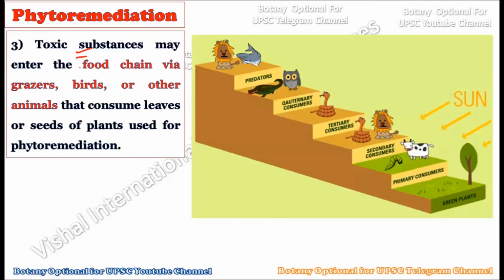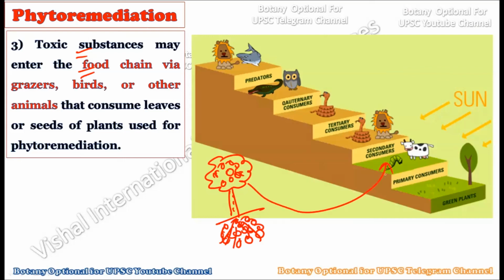Now the third one is that toxic substances may enter the food chain. Now see, for example, you have planted a tree. Okay, for what purpose? For phytoremediation, and all of a sudden the heavy metals or the problematic contaminants are present within the body of the plant now. But what happens is, as you know, these plants are consumed by the herbivores. Then these pollutants may enter into the herbivore body, and herbivores are in turn eaten by the carnivores. Okay, then it will transfer to the carnivore, then to the top carnivore. So in this way, these pollutants can be transferred through the food chain. This is the major problem regarding the phytoremediation.